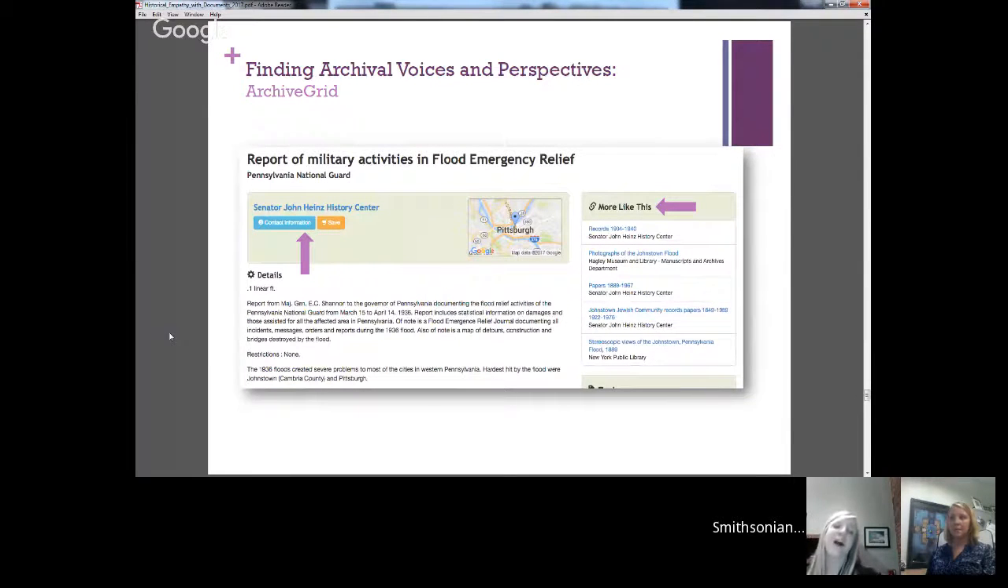And then I did want to make sure to let you know that there is a link to where you can find how to get to that particular repository or contact them regarding the collection that interests you. And then along the side here, they almost have an Amazon-esque component where you can see other collections that might pique your interest as well.